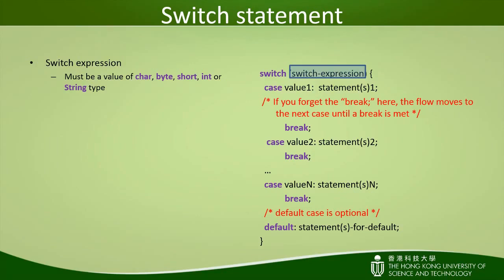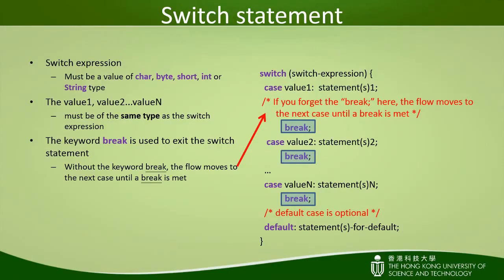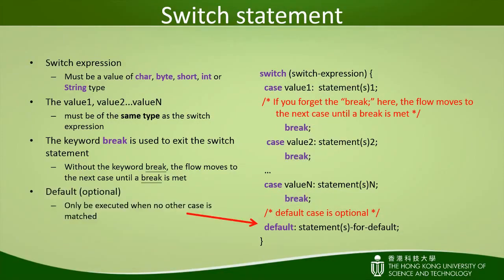The switch expression would be of type char, byte, short, or int. The case values, value 1, value 2, etc., must be of the same type as the switch expression. The keyword break is used to exit the switch statement. It is important to remember that without break, the flow continues to move on to the next case until a break statement is found. Lastly, there is the default option. With the default keyword, this part will only be executed when no other case is matched.